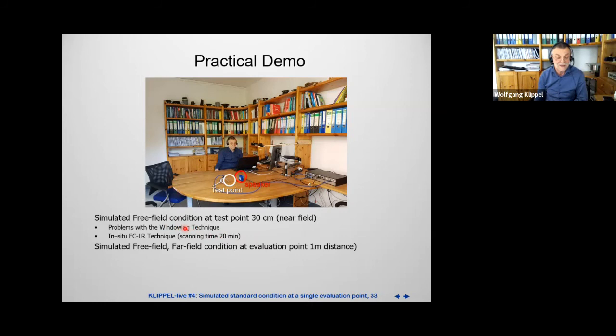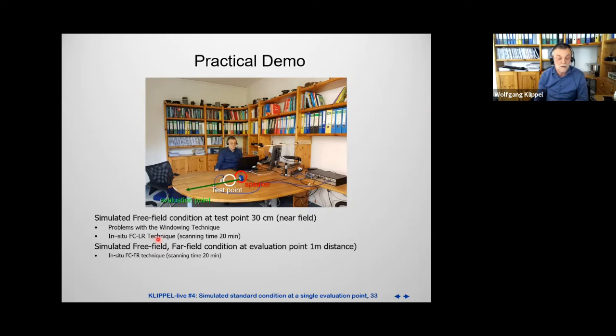Then the next task is to generate not only free field condition, but also far field condition. So now our measurement point will be 1 meter. It's almost at the edge here of the table. It's a very bad measurement point. You get fancy, completely stupid results. You cannot use that, but we can nicely simulate that.